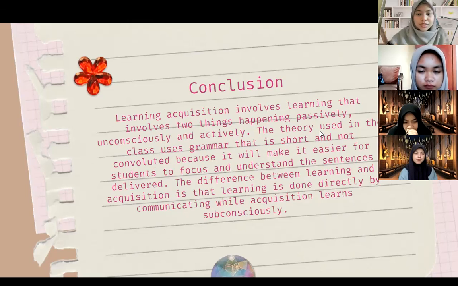The difference between learning and acquisition is that learning is done directly by communicating, while acquisition happens subconsciously.